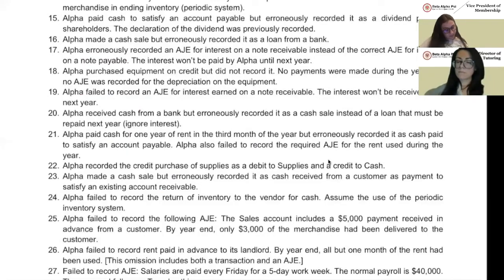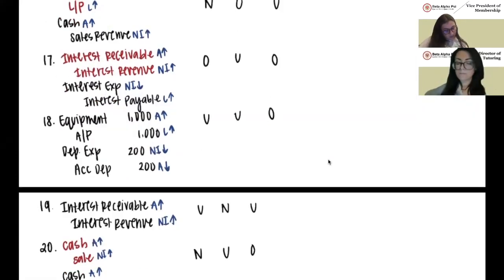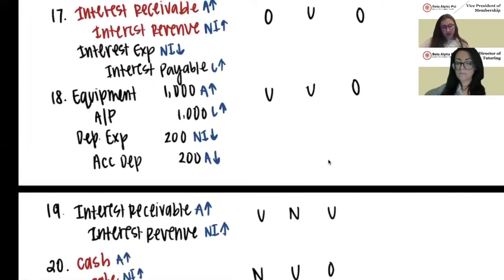Number 18, Alpha purchased equipment on credit, but did not record it. No payments were made during the year, and no AJE was recorded for depreciation on the equipment. So since they bought it on credit and they say no payments were made during the year, which means they just never paid the cash and lowered that accounts payable. So here, another depreciation. So we need to kind of use numbers to make sure we're valuing everything correctly. So we forgot to do everything.